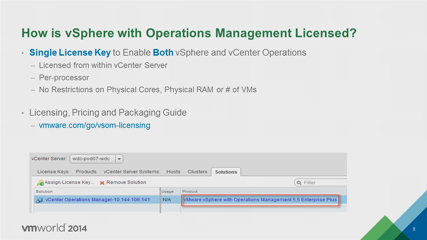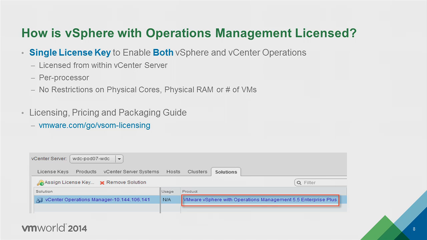There are no limitations on the amount, so everything is licensed per host CPU. Right? The socket inside that host. You license it just like vSphere. There are no limitations on the number of virtual machines that run on that host, no limitations on the number of cores on that socket, and no limitations on RAM.